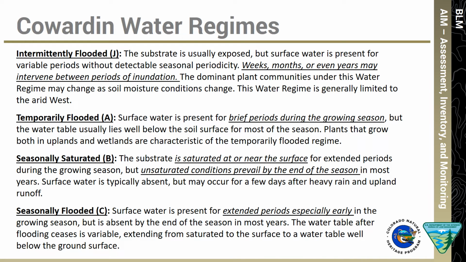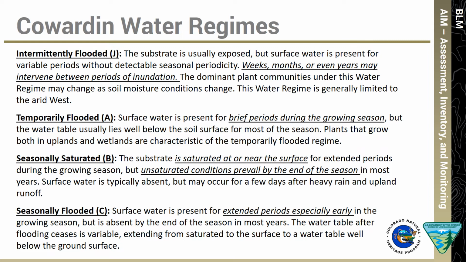Apologies for the next few text-heavy slides. This slide and the next list the 9 Cowardin water regimes, ordered from driest to wettest. Black text for each regime is the official description. Italics and underlining have been added to emphasize the words that differentiate each regime. Red text is added to provide examples of when the regime is used for riparian and wetland AIM.